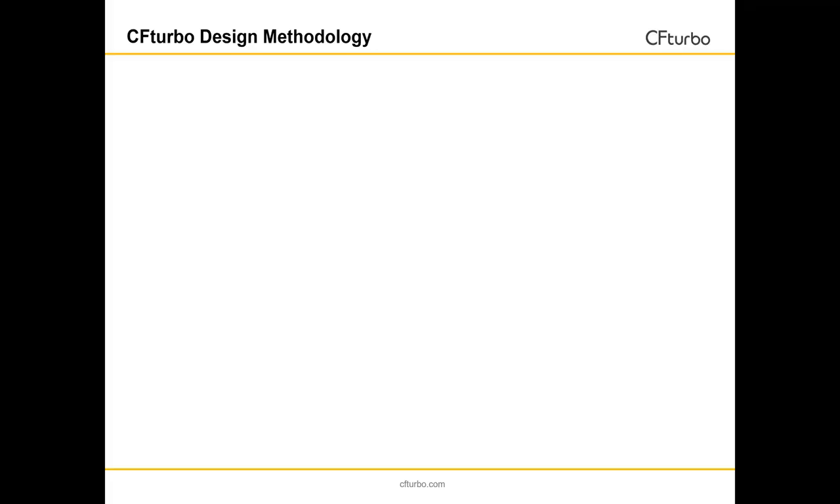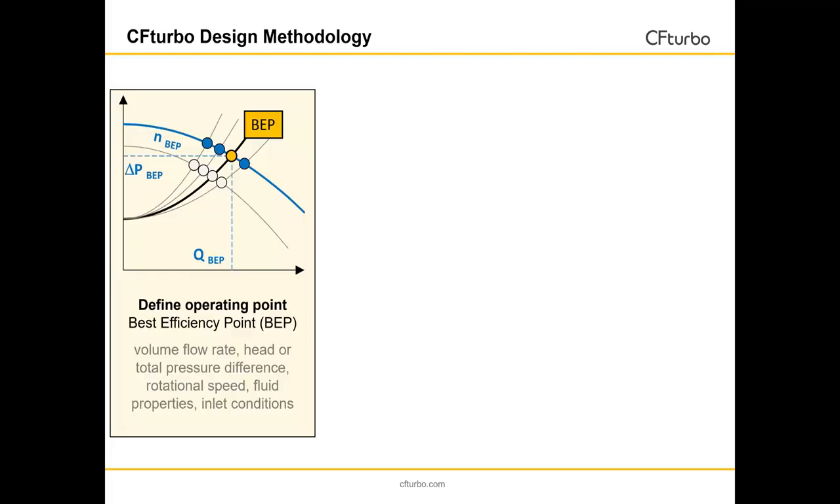So I will continue now with CFturbo itself, with the technical part. And first, I have some words to the CFturbo design methodology. And the input is pretty simple. You have to put in your duty point or design point. In most cases, this is the best efficiency point of the machine, which is characterized by volume flow rate or mass flow rate, head or total pressure difference, a rotational speed, and the inlet boundary conditions.